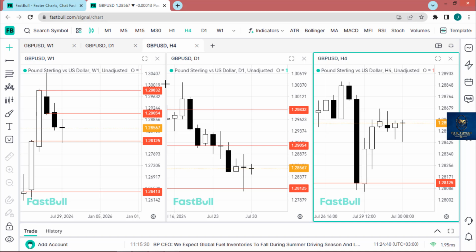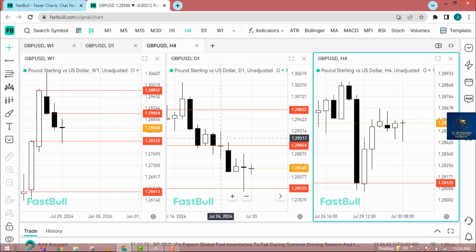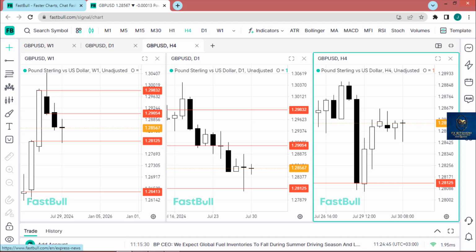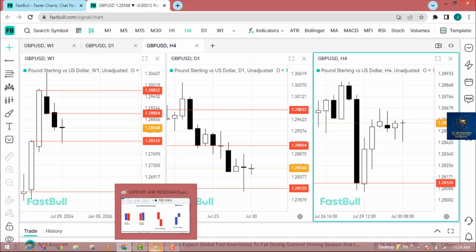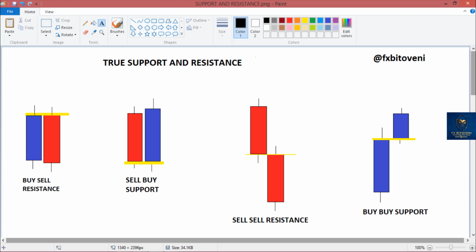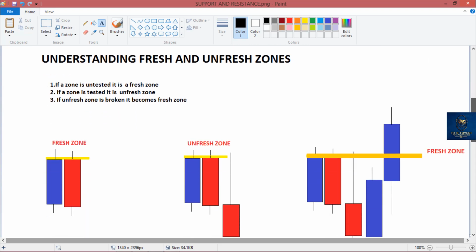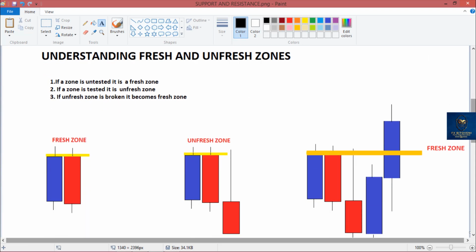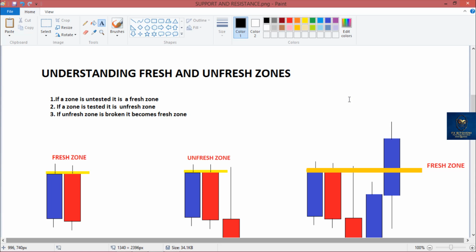So again, before we continue, let's go back to our drawings, and I will show you guys another thing to remember when we want to deal with true support and resistance. So you have to understand what we call fresh and unfresh zones. If a zone is untested, it is a fresh zone. Note this. Take a pen and paper and write this down. Jot it down. If a zone is untested, it is a fresh zone.